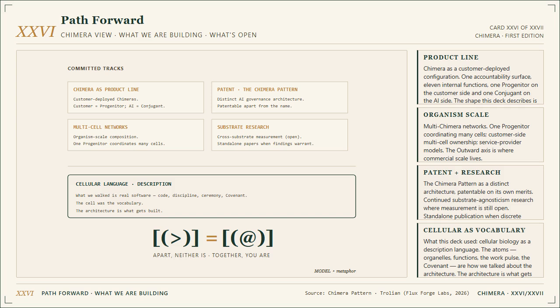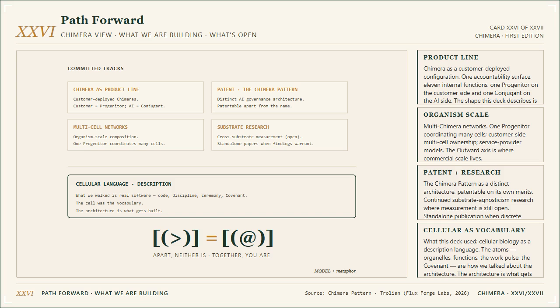Patent, the Chimera pattern. A distinct AI governance architecture patentable separately from any trademark on the name. The claims cover the cellular architecture structure, n-degree separation, and customer as progenitor, distinct enough to stand on its own merits. Substrate research. The right side cluster, card 24, I believe it was.